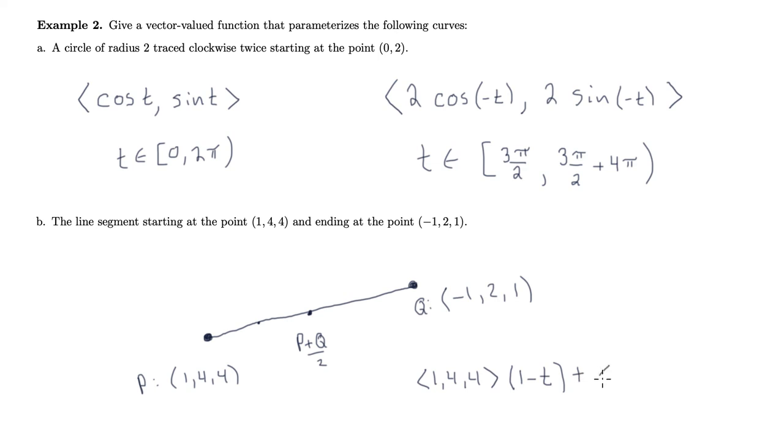And then the other term is going to be the other point, or more specifically, the vector pointing to the other point, times t. Because now when t is 0, this point contributes 0. But when t is 1, this is the only point that is contributing to the combination. And then, of course, we want t to be in between 0 and 1.